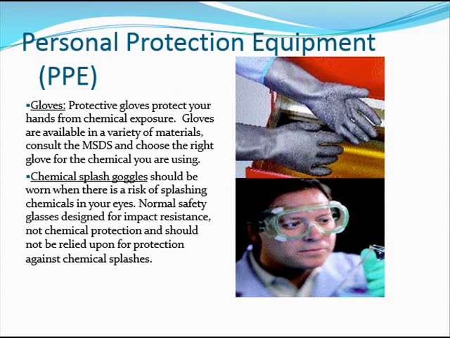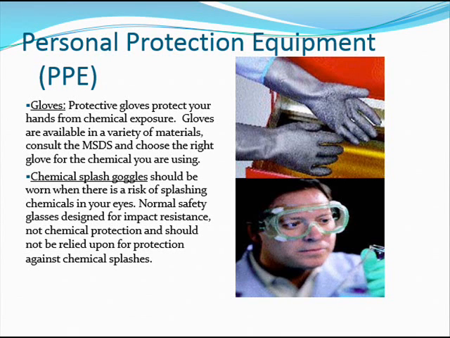Personal protective equipment, PPE. Gloves. Protective gloves protect your hands from chemical exposure. Gloves are available in a variety of materials. Consult the MSDS and choose the right glove for the chemical you are using. Chemical splash goggles should be worn when there is a risk of splashing chemicals in your eyes.